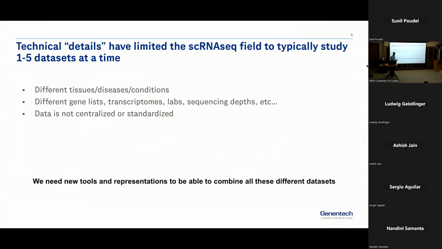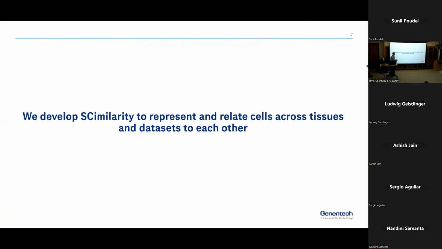But I think there is enough value in doing that, and so I'm interested in making new tools to address exactly this problem. And so that's where SCimilarity comes in. I'm trying to use machine learning to learn a representation where I can relate all these cells from this exponentially expanding pool of data sets and use them together and cohesively.